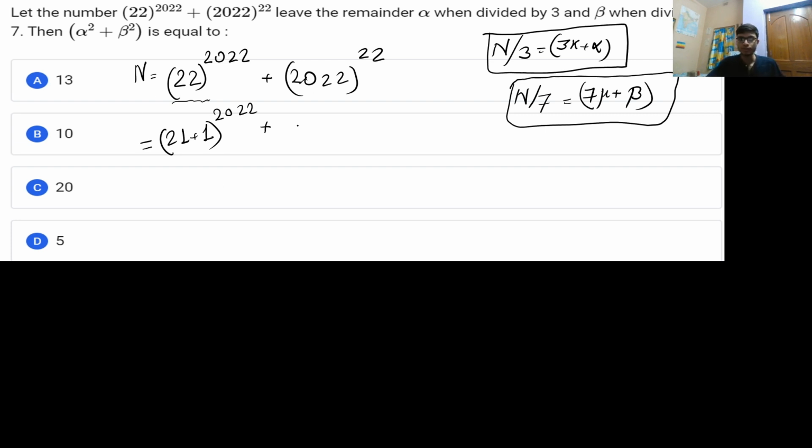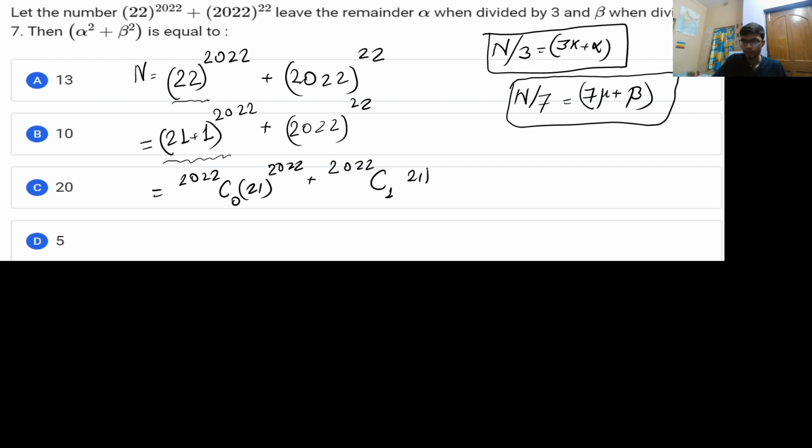Let us start with that. If you look at 2022, it is divisible by 3. That means if you divide this particular number, whole raised to the 22, it will be divisible by 3. So the only problem will be with this particular number when we divide by 3. If you binomially expand this number, it will be 2022C0 (21)^2022 plus 2022C1 (21)^2021 times 1^1, and so on up to the last term, which will be 2022C2022 times 1 raised to the power 2022.